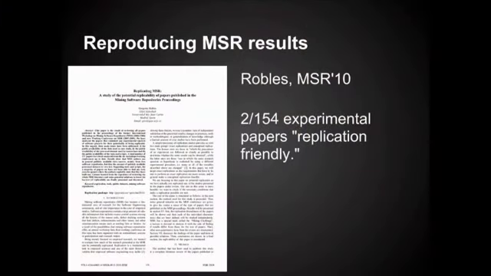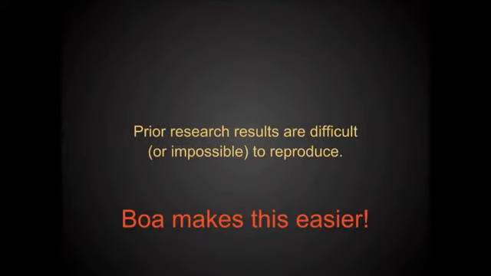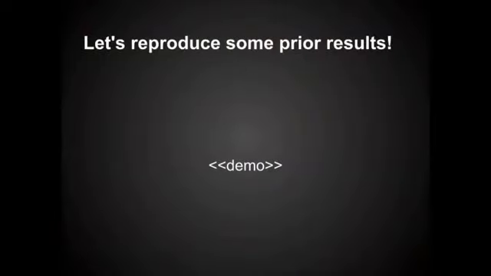So one of the goals for BOA is to be able to replicate earlier results. If you recall, we brought up this paper earlier, which says 2 out of 154 experimental papers were application friendly, and most of them were due to the lack of published data. It's understandable because there are cases in which you cannot make data available publicly. So prior research results were difficult to reproduce, and our claim is that BOA makes this easier. To validate this claim, I would like to reproduce something very small for you today to give you a taste of what it is like.